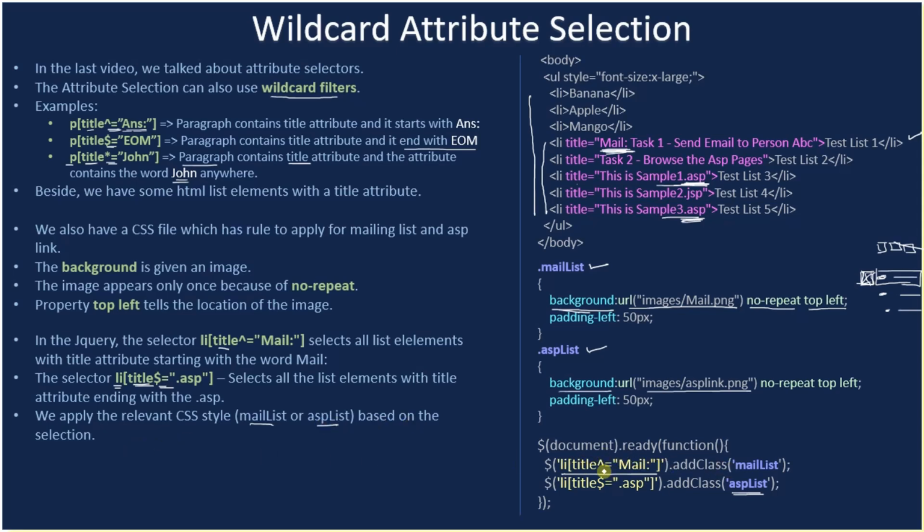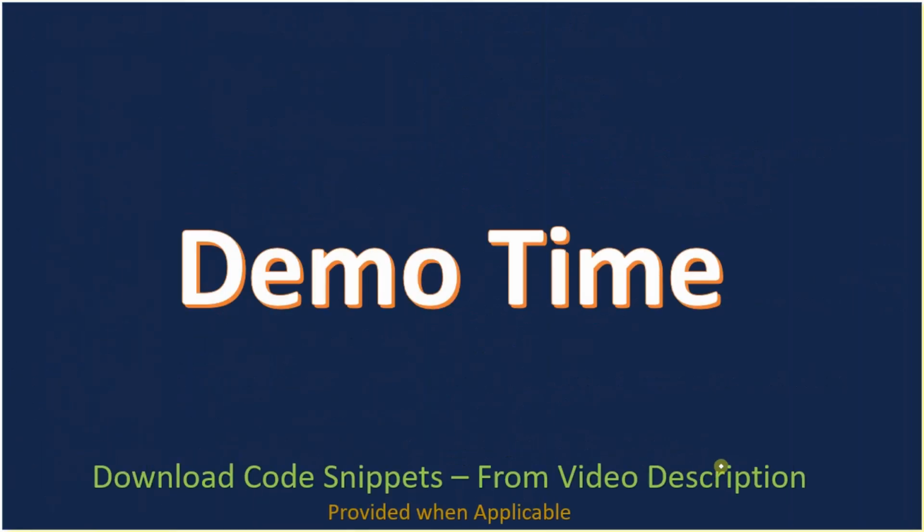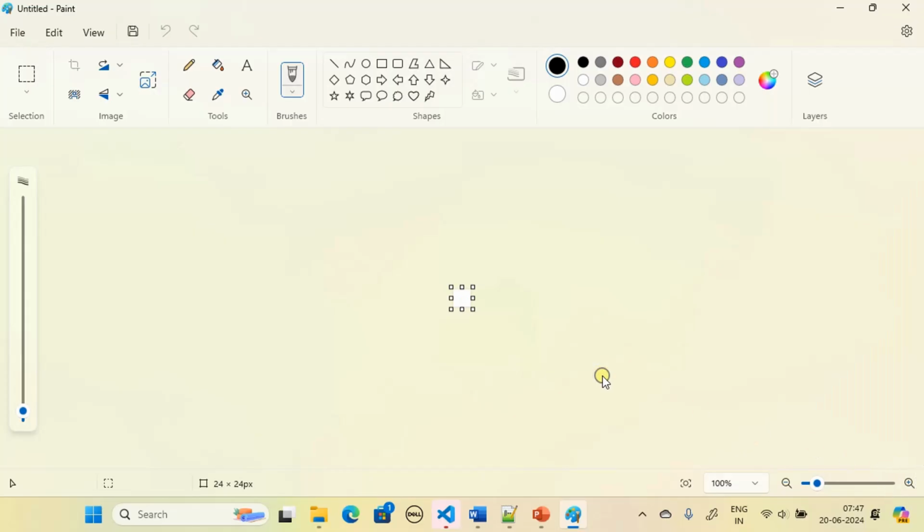So here we know that we are selecting the list element with the mail attribute. So we apply a relevant icon to that selected element. Similarly, for all ASP links, we are giving a different icon. Now let's go to the demo. So here we will create the icon ourselves.